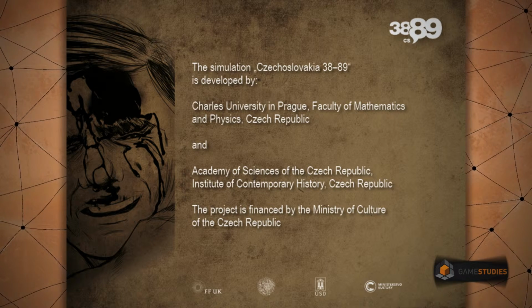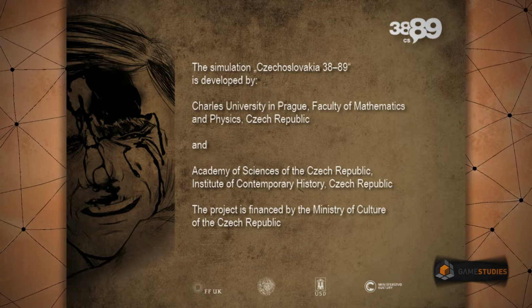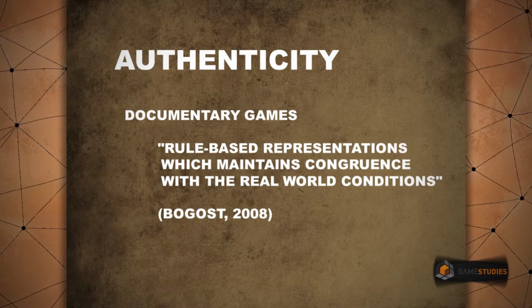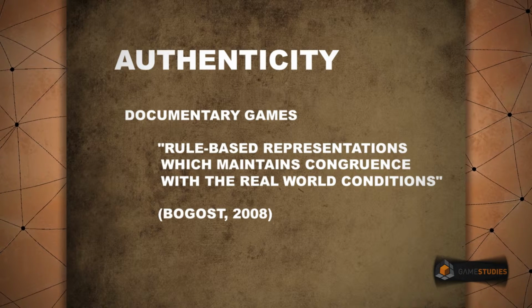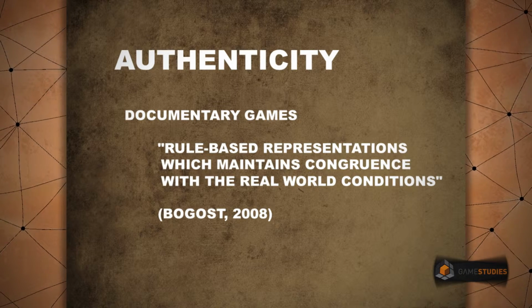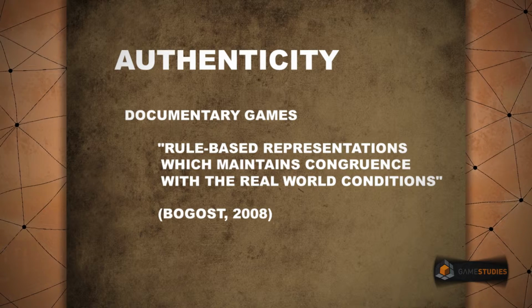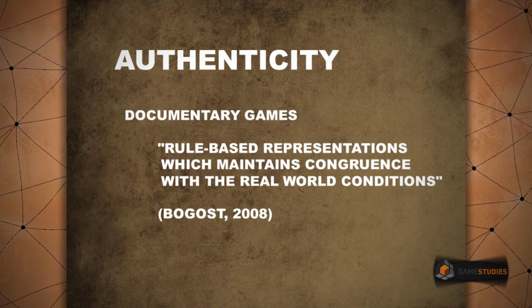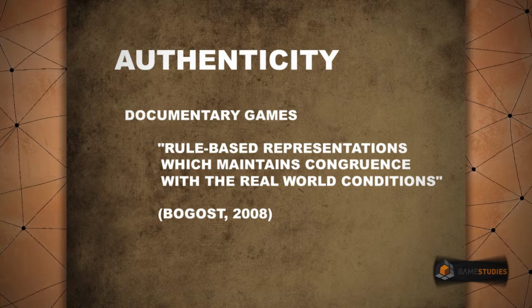From the beginning, we faced various challenges and design issues. The first, of course, is authenticity. Jan Bogost claimed as early as 2008 that if there is something like documentary games, a subgenre of serious games, they should be based on rule-based representations which maintain congruence with the real-world conditions. So essentially, simulations which enable you to replay or relive the actual events. And of course, when we talked with the historians from the Academy of Sciences about that, they didn't like the idea that you can change history, or that if you play the game, you can learn that Reinhard Heydrich was not assassinated, etc.